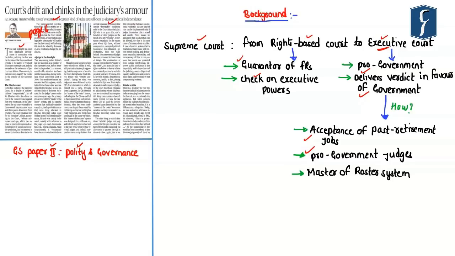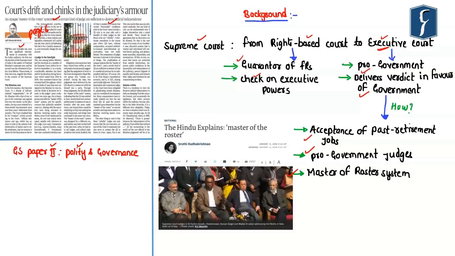This emergence of the executive court has also been attributed to the deeply flawed and opaque master of the roster system. Now, this particular issue of the master of the roster system is quite important since in the year 2018, four Supreme Court judges held a press conference in order to register their differences with the then Chief Justice of India.